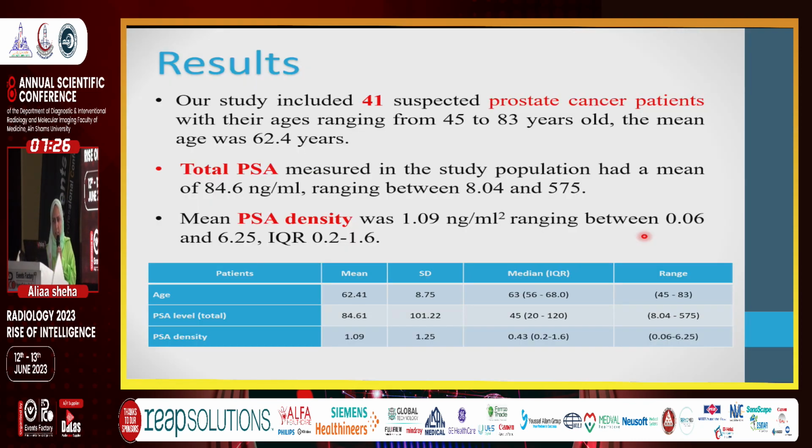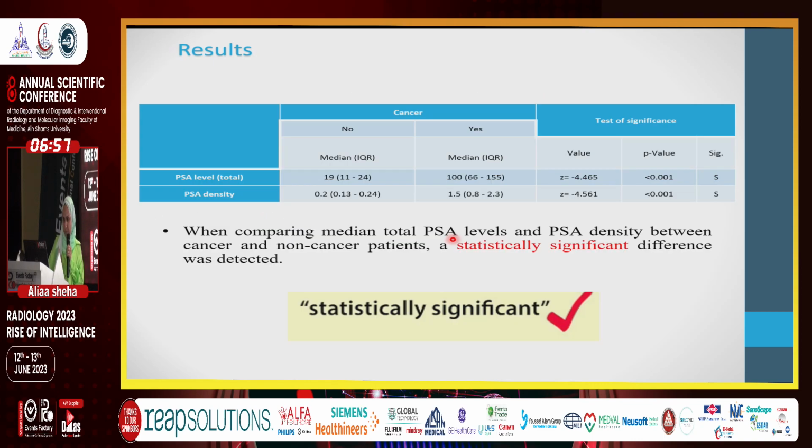Our patients ranged in age between 45 and 83 years. The total PSA ranged from 8 to 575. The PSA density, which is a very important marker for the probability of prostate cancer, is calculated by dividing the total PSA by the volume of the prostate, and above a certain cutoff value, this is likely to be clinically significant for prostate cancer. Our mean PSA density was 1.